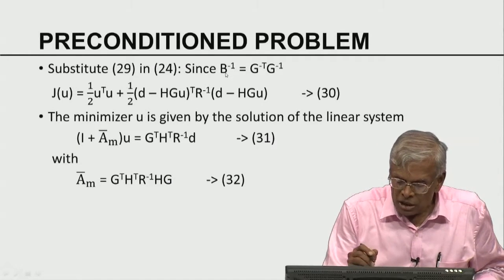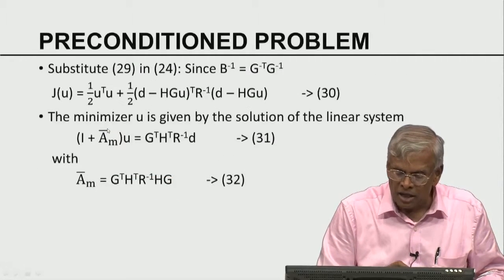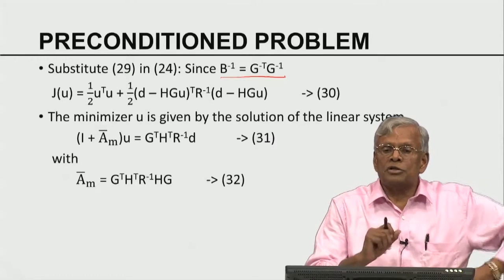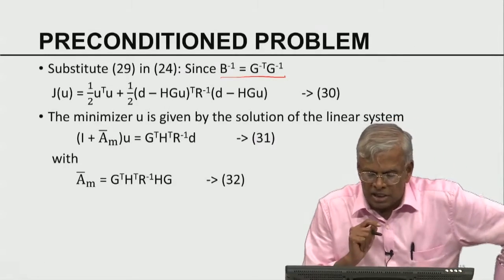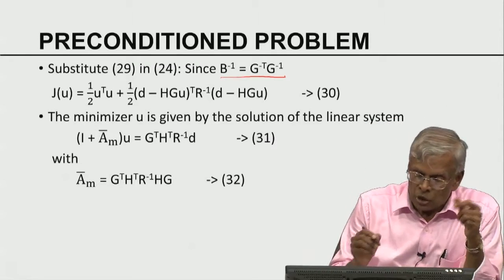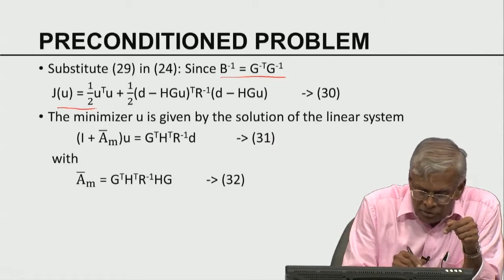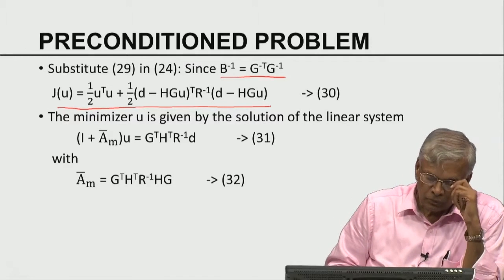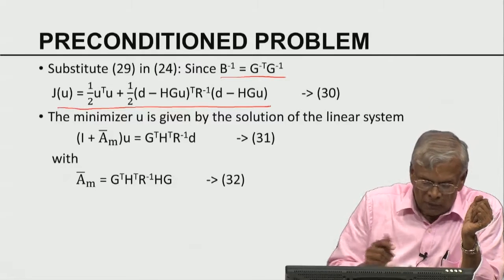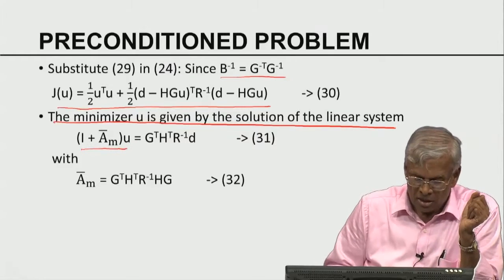Look at this now. If B is equal to GG transpose, B inverse is going to be G minus T G inverse. Minus T means transpose of the inverse. So if I substitute this linear transformation, my JU becomes this. Look at this now. In the first term, there is no B. B is gone in the new variable. And what is the minimizer? The minimizer of this is given by this.